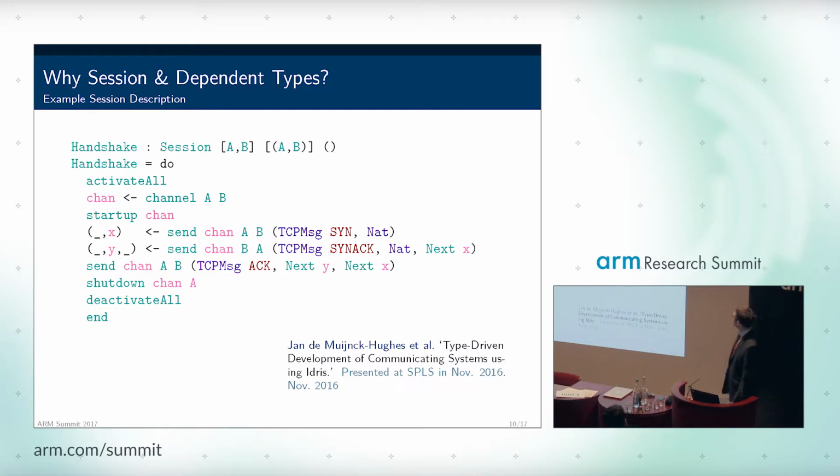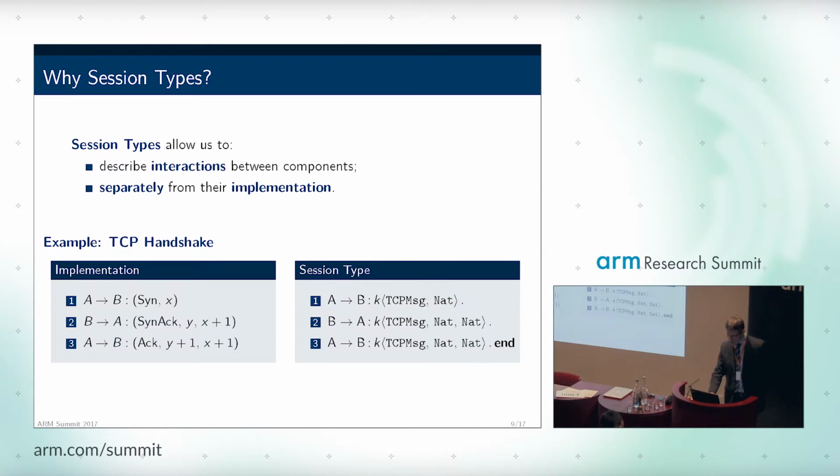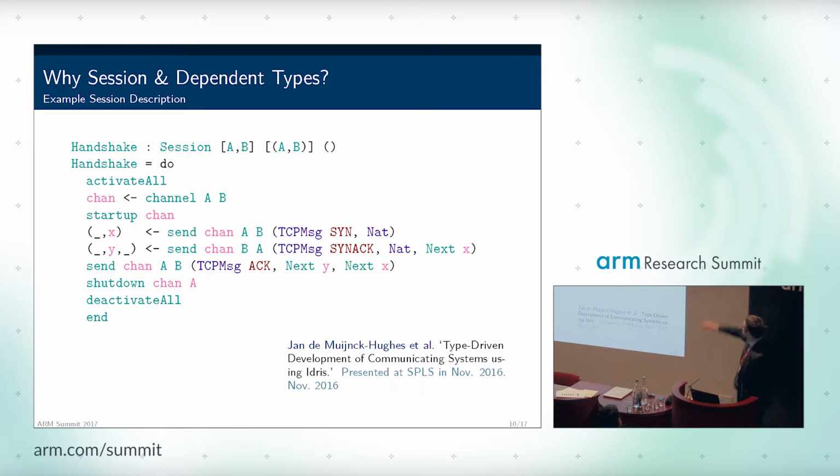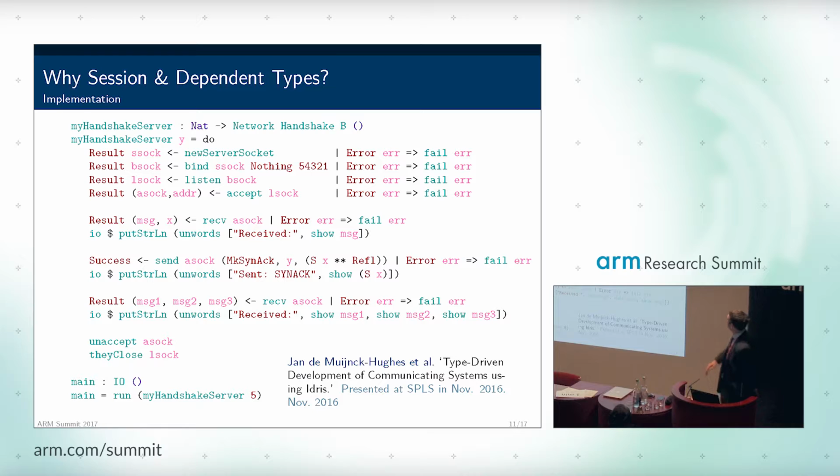So this is just an example of a TCP IP handshake implemented in Idris. So this code here is actually the session type that describes the handshake. So this is not the code that executes anything. That's your specification. And then if you actually implement it, then you see that the type description at the top has network handshake. So it's basically saying this is a network protocol that must obey this handshake type.